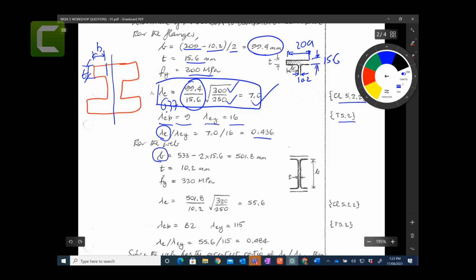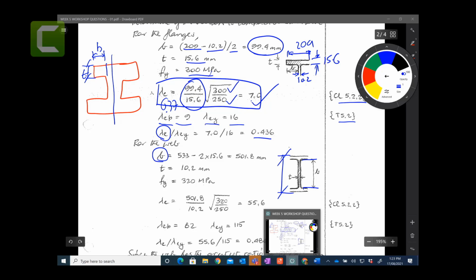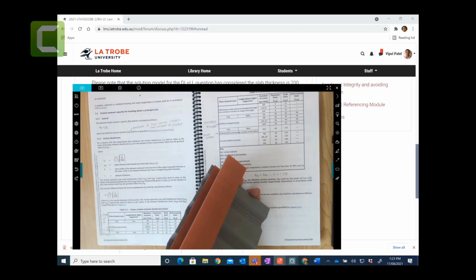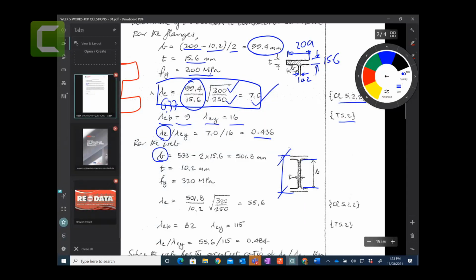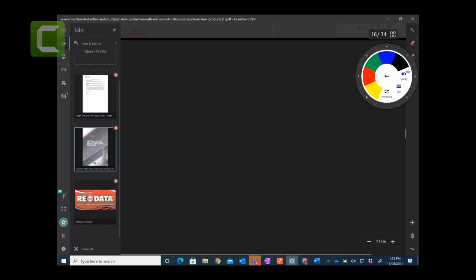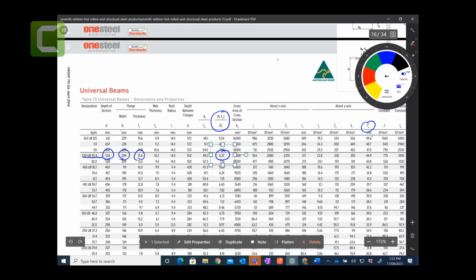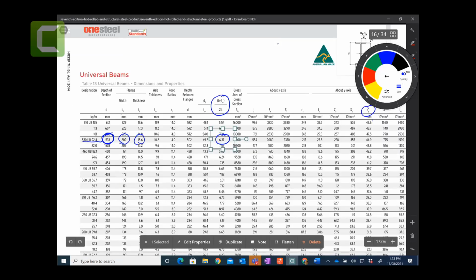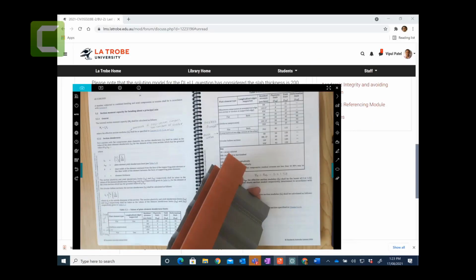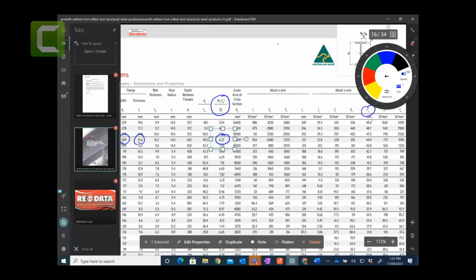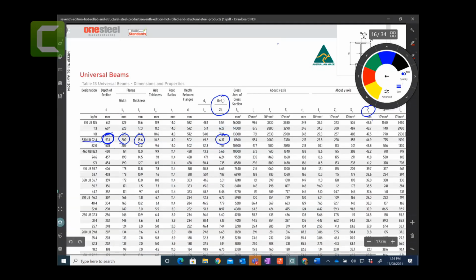So let's say B is 533, so this total distance is 533 millimeters. That is coming from the OneSteel table, by the way. 533 is coming from here. Now once you have this 533 depth, the thickness is also given here. Thickness of the web is 10.2.